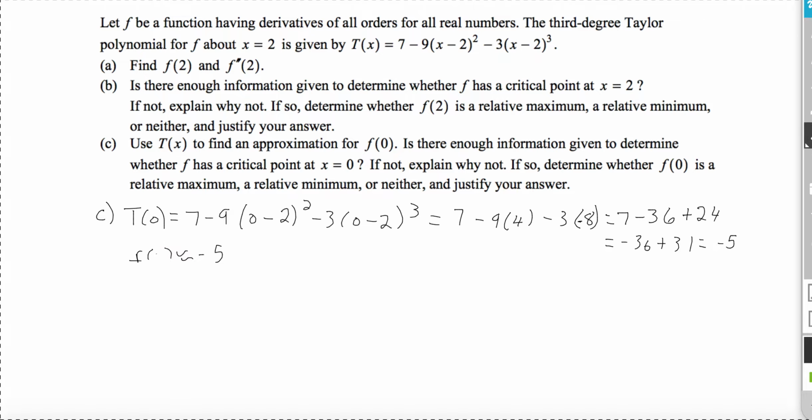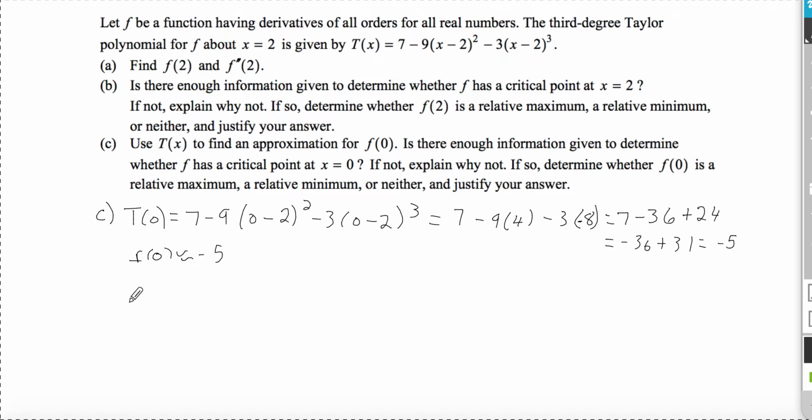Let's see what they ask us to do next. All right, f of 0 is approximately negative 5. Is there enough information given to determine whether f has a critical point at x equals 0? If not, explain why or why not. If so, determine whether f of 0 is a relative maximum, minimum, neither, and justify your answer. So it sounds very similar, right? But here's the deal. Notice here they're asking us about x equals 0. So we go, okay, all this information up here, what is it based around? It's based around x equals 2, right? My derivatives and my values up here are all going to come around x equals 2. Do I have enough information to figure out what's going on at x equals 0?